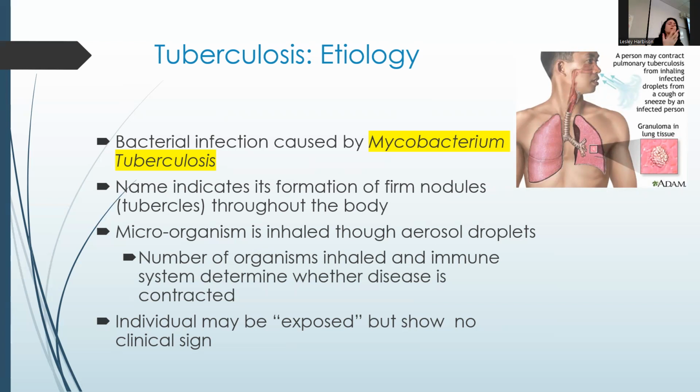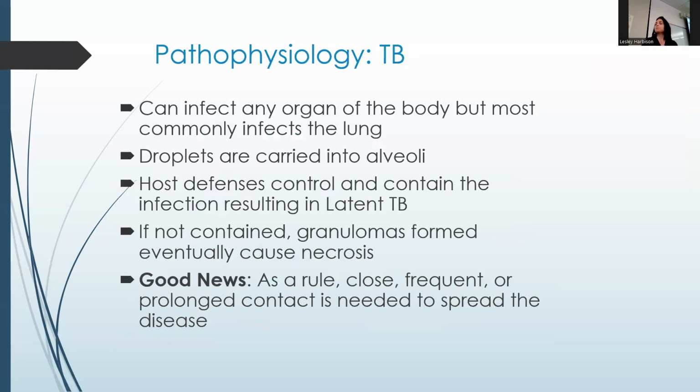But a lot of times we think about it because of a cough or a productive cough. Microorganisms are inhaled through aerosol droplets, and the number of organisms inhaled and the immune system determines whether the disease is contracted. And I have this on a number of slides, but fortunately it's not super easy to get. It's not super contagious. You have to be around somebody, sort of isolated in close contact with them for a good period of time to actually contract tuberculosis. Individuals may be exposed but show no clinical signs.